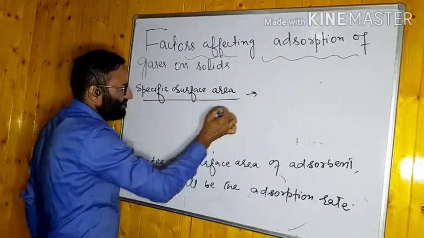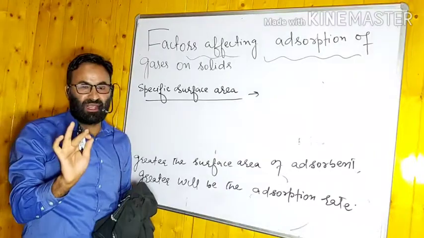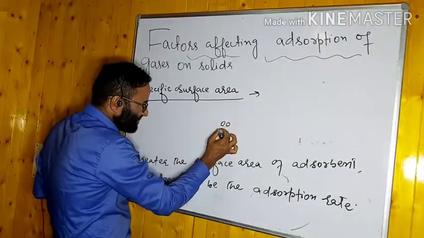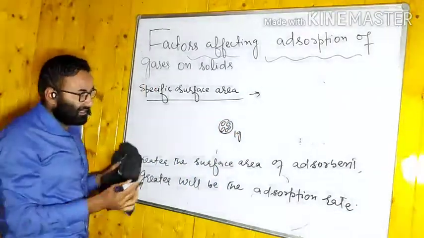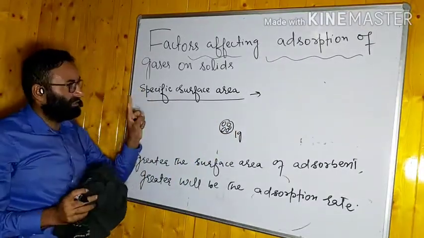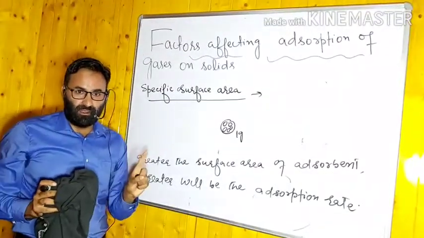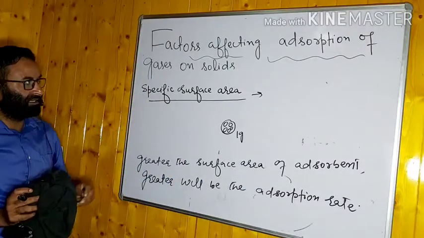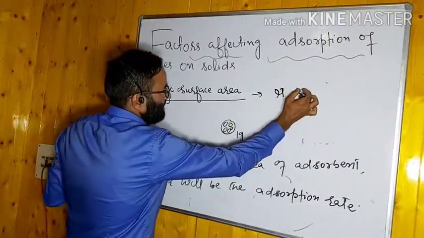You have to remember, sir, if you take 1 gram of adsorbent surface, specify the condition, 1 gram of adsorbent surface, अगर हम 1 ग्राम adsorbent लेंगे, इस 1 ग्राम adsorbent का surface area जो होगा उसी का नाम है specific surface area. इसका माना क्या है?